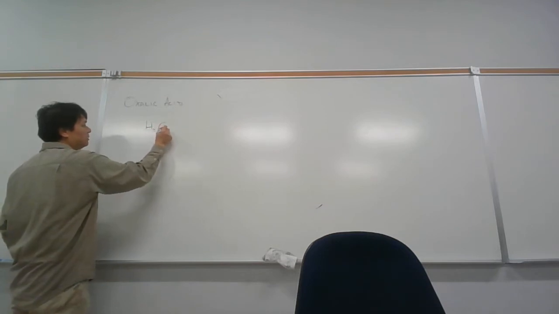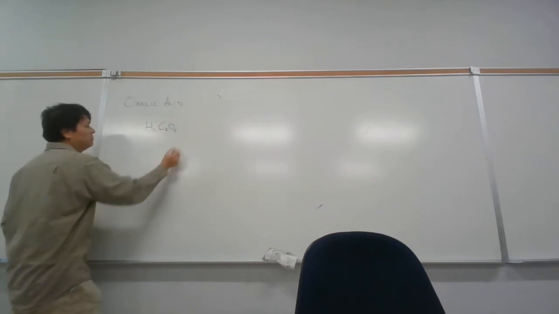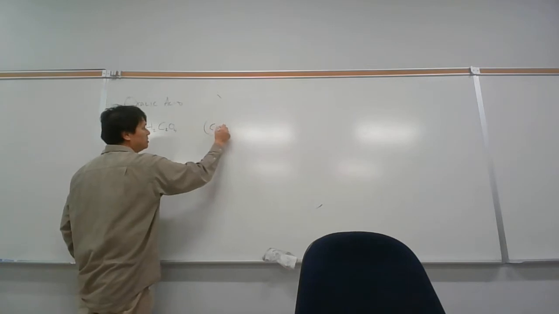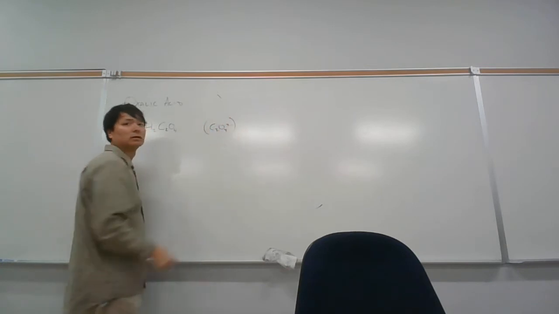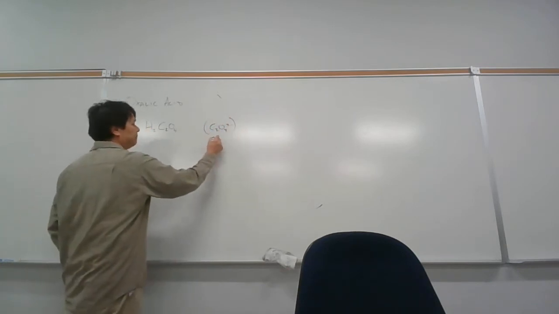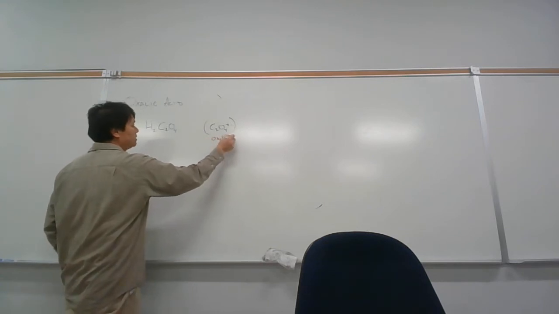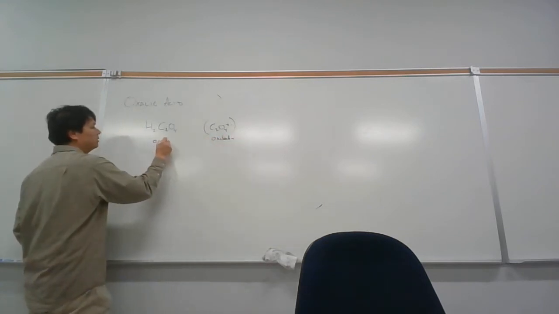H2, C2O4. This is based on oxalate. Oxalate ion, C2O4 2 minus. That's oxalate. And this is oxalic acid.